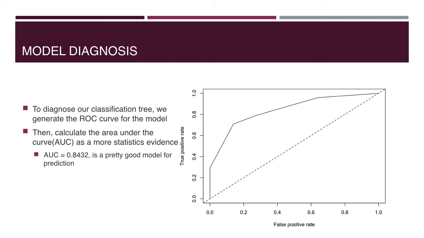Then we do the model diagnosis of the classification tree. Here is the ROC curve for the model. The area under the curve, the AUC, can be an indicator of the model. We got an AUC equal to 0.8432, which is a pretty good model for prediction.